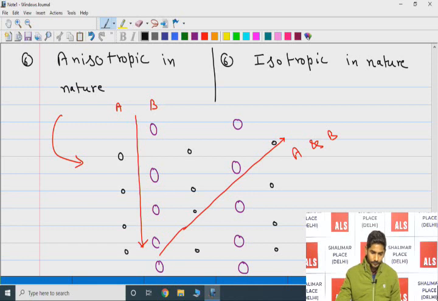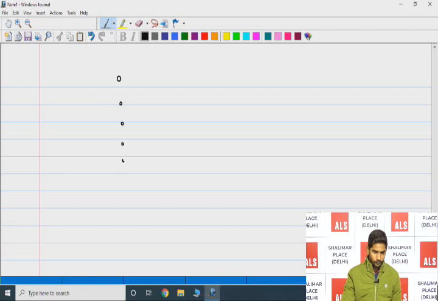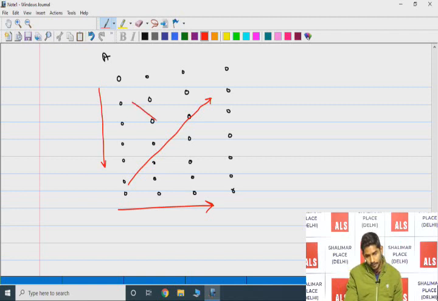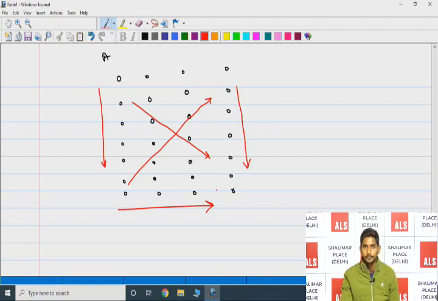Okay, look at this. They all are A type of particles. Move in any direction, from top to bottom, bottom to top, then left to right, diagonally, like this, like this. Can you say that you will get only A type of particles? Can you say that? Okay, this is isotropy.